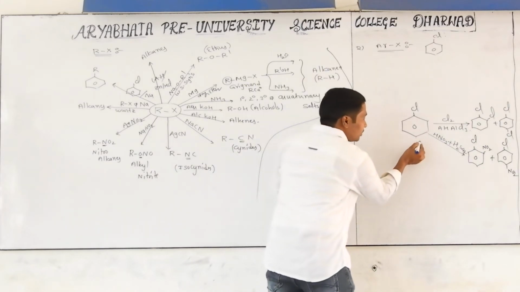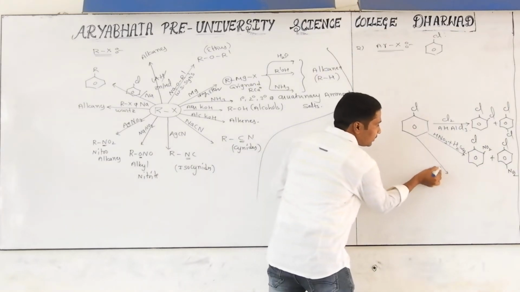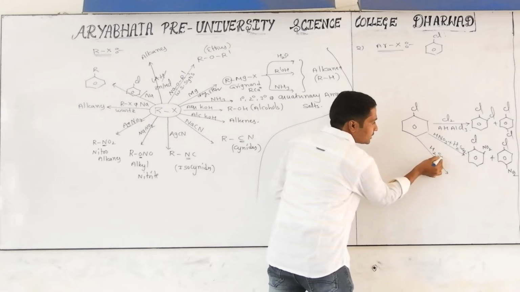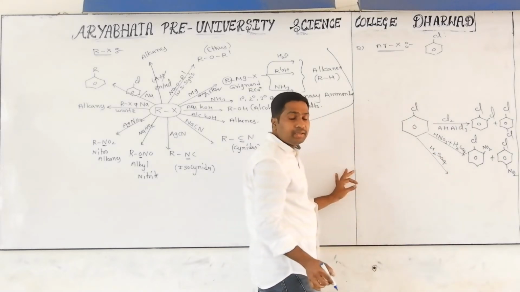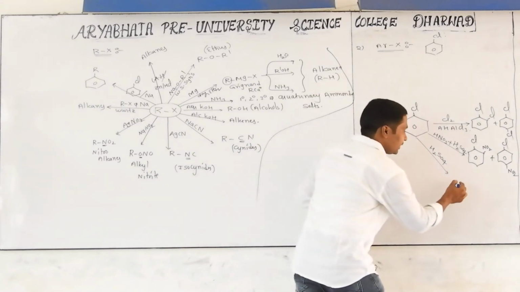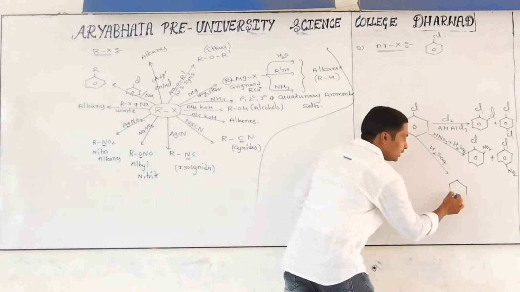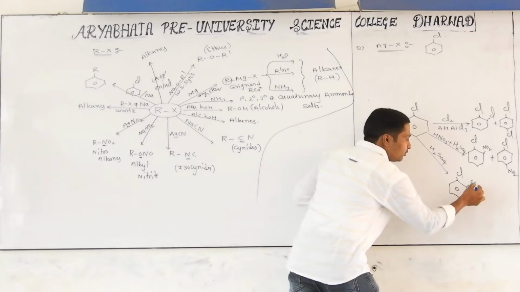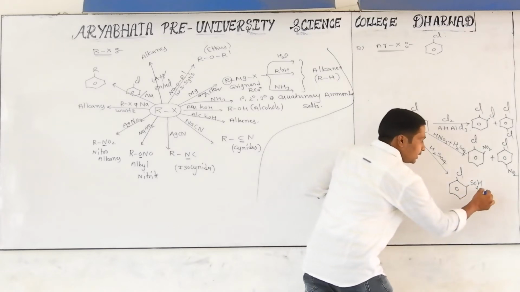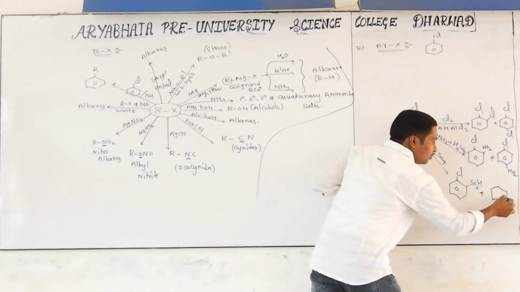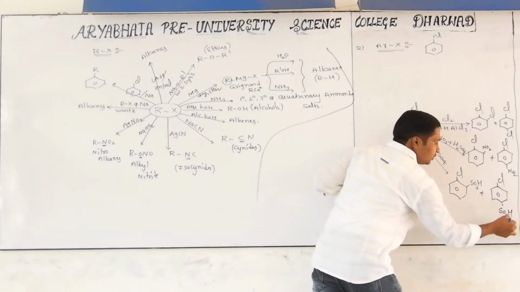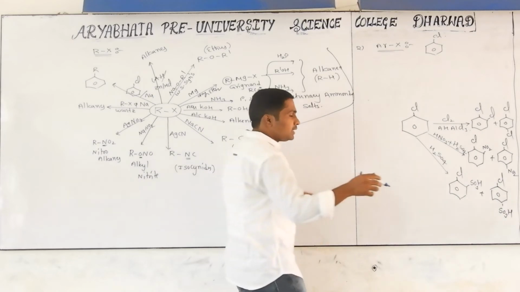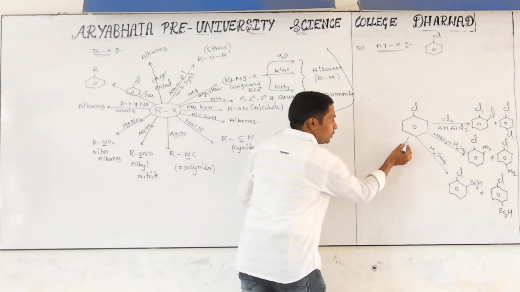The same chlorobenzene will react with sulfuric acid. What we are getting? Benzene sulfonic acid. Two products we are getting. One is orthochlorobenzene sulfonic acid, plus para-chlorobenzene sulfonic acid. SO3H we are getting.